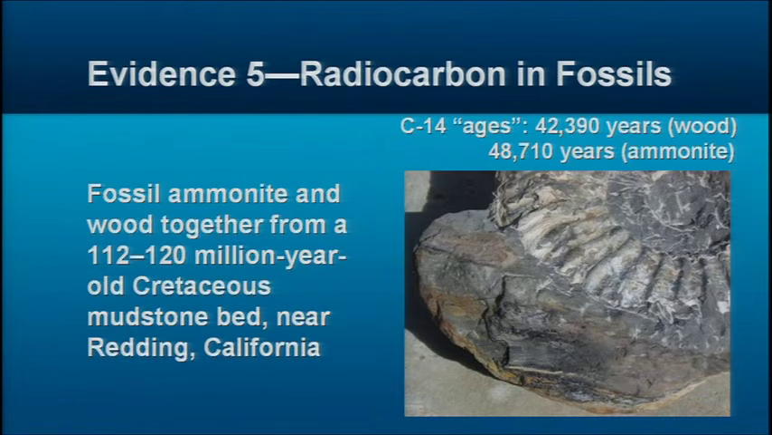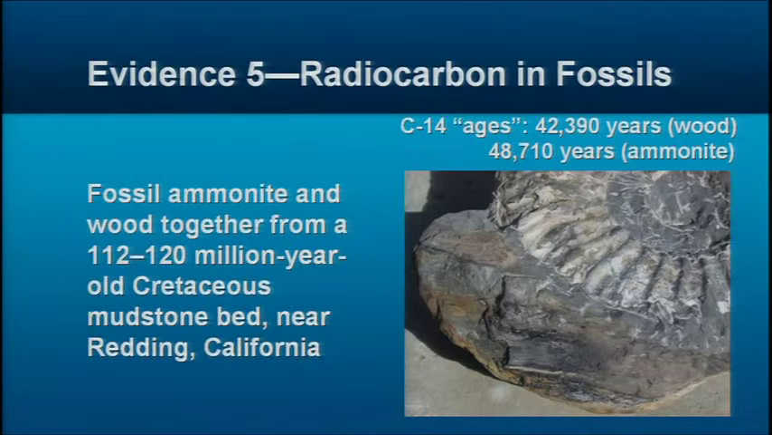And I went up to Northern California and collected samples of ammonite shells with fossil wood next to them, okay? And these are supposed to be 112 to 120 million years old. And look at the radiocarbon. The wood and the shell almost match one another. I had 4 samples like this, and some of them were almost exactly the same, in two different materials.